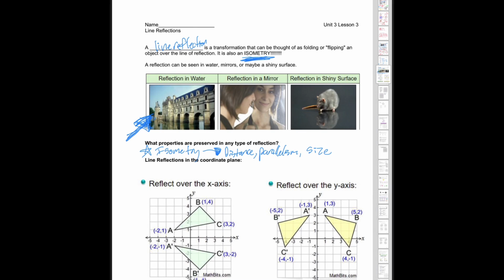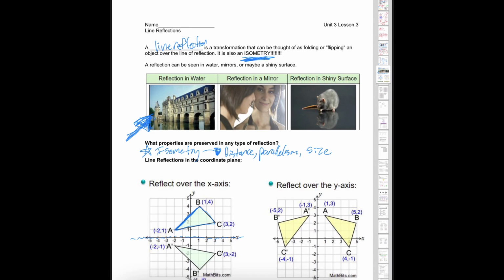So here's some examples of lines of reflection in the coordinate plane. So let's say we're reflecting this triangle ABC up here in the coordinate plane. My line of reflection is the x-axis here. If we take a look, if we folded the paper up, they would really stamp on each other and be the exact same thing.